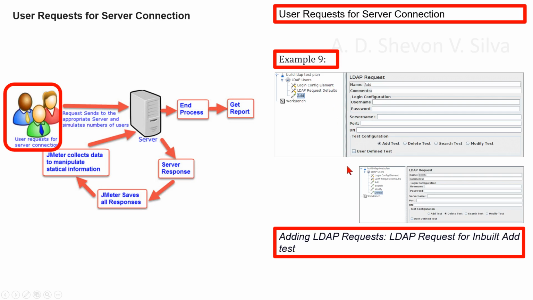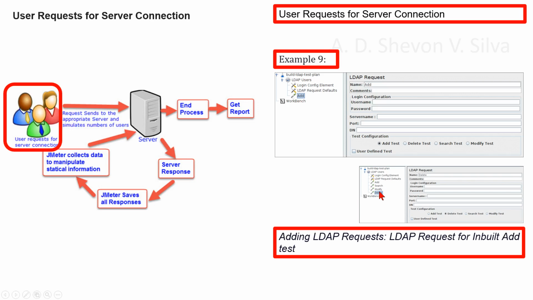Next, add the second LDAP request and edit the following properties. One, rename it to search and select the search test radio button in the test configuration group. Next, add the third LDAP request and edit the following properties. One, rename this element to modify and select the modify test radio button in the test configuration group.